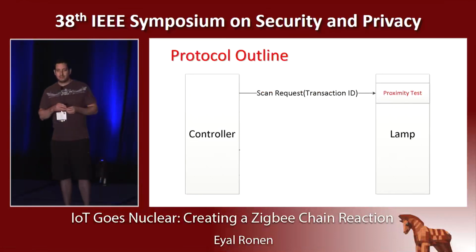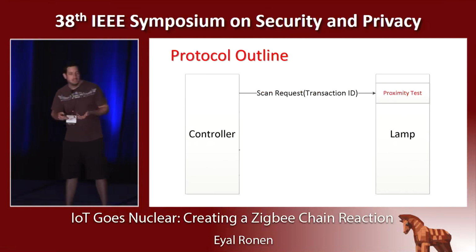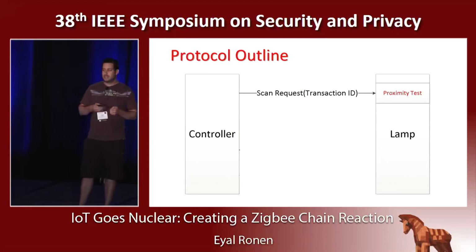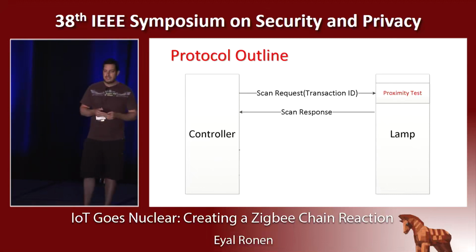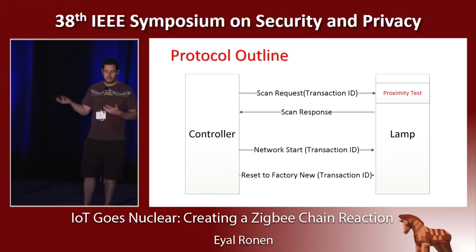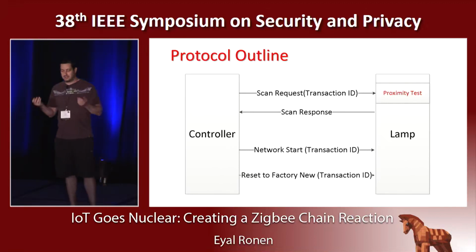So if we look at the outline of this protocol, the controller sends something called a scan request. It includes a randomly generated transaction ID that basically identifies this session of the protocol to the rest of the messages. The lamp does the proximity test, and if it passes, it answers with a scan response. After that, the controller can send different kinds of messages, either to make the lamp join the network or to reset to factory new, and there are more types of messages.